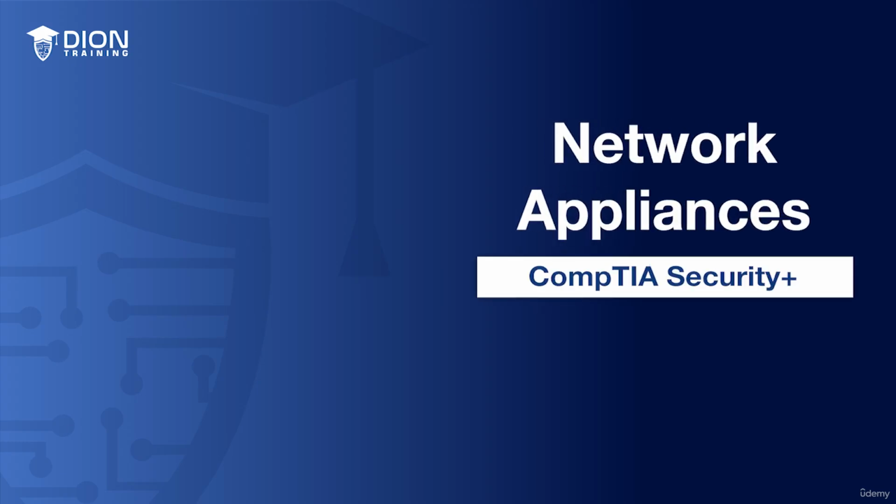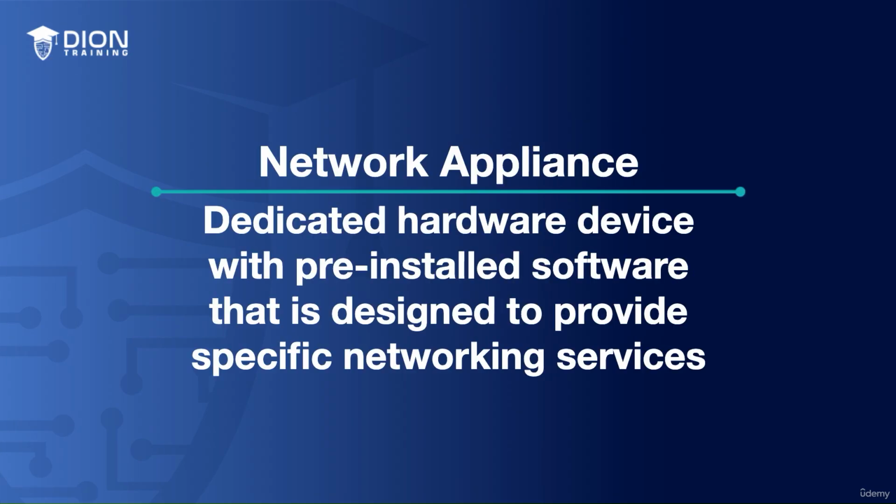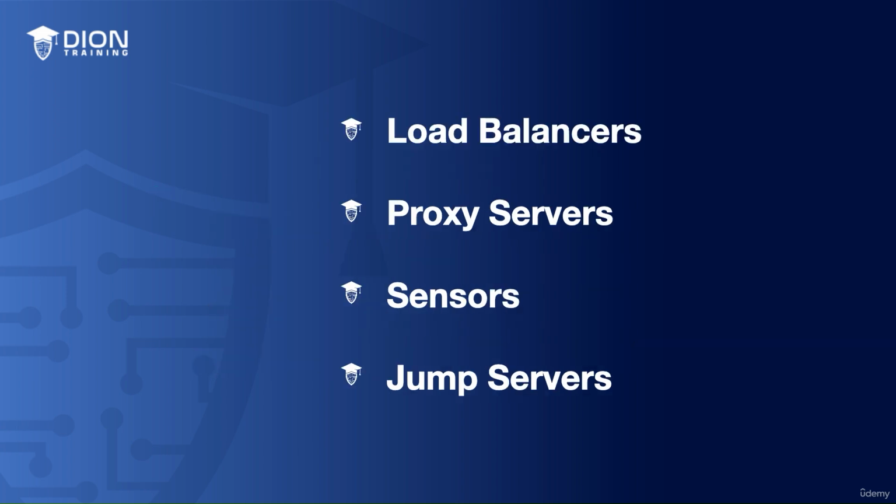In this lesson, we're going to cover network appliances. Now, a network appliance is a dedicated hardware device with pre-installed software that's designed to provide specific networking services like security, data storage, or server functions inside of a network infrastructure. There are many different types of network appliances out there, but in this lesson, we're going to focus on 4 different kinds: load balancers, proxy servers, sensors, and jump servers.